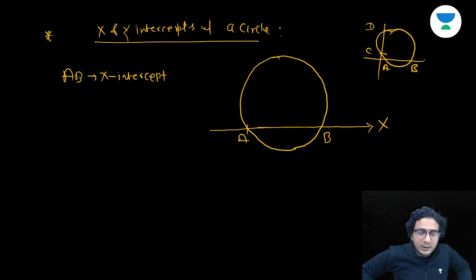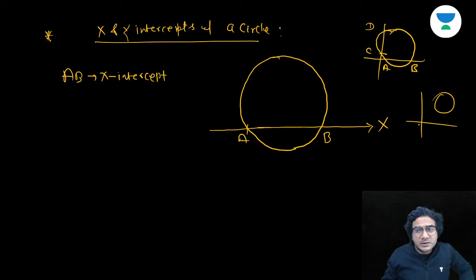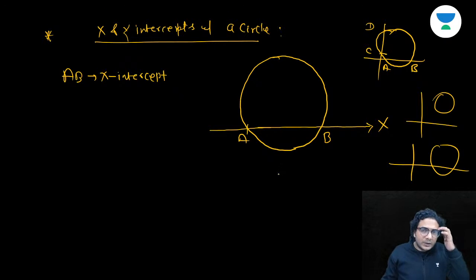But it's not necessary that the x-intercept and y-intercept will always exist, because it might happen that the circle is not meeting the x-axis at all, right? The circle might be like this also, or like this. That means there's no x-intercept, no y-intercept. They will not be real. In this case, there will be an x-intercept but no y-intercept. So first of all, let's see what the formula of the x-intercept is.